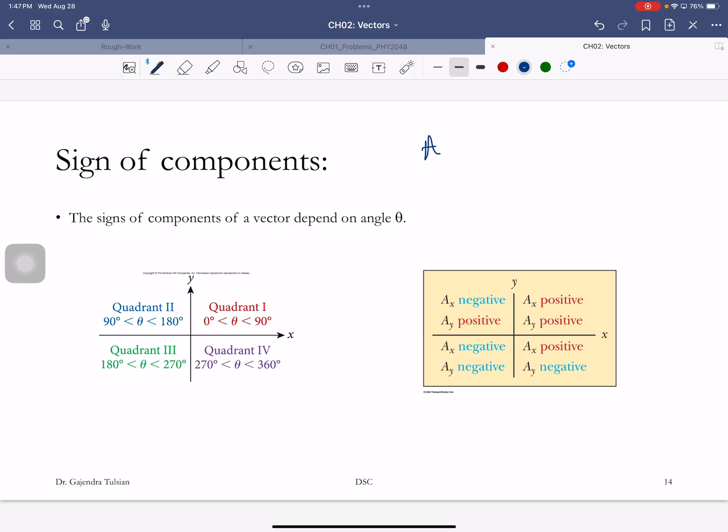So here's a vector A. We're talking two-dimensional vectors. If both components are positive, if A_x and A_y are positive, then the vector is in the first quadrant. If A_x is negative and A_y is positive, it's in the second quadrant. If A_x and A_y are negative, the vector is in the third quadrant. A_x is positive, A_y is negative, that's in the fourth quadrant.